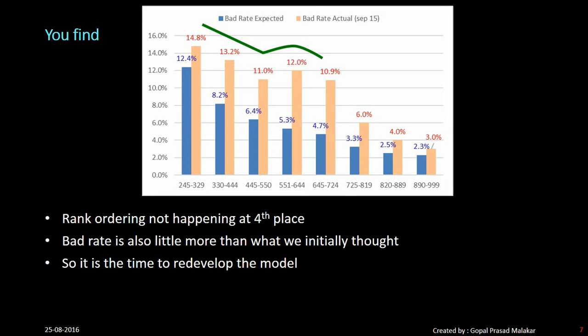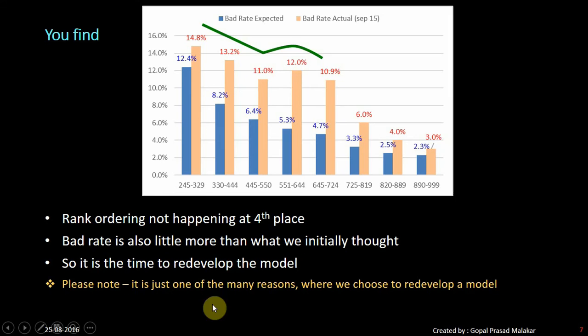Now one point I want to mention to you: this is just one of the many ways by which we choose to redevelop a model. So you decided, based on these criteria, that because it's not rank ordering and the bad rate is actually a little more than what we thought, you would develop a model.